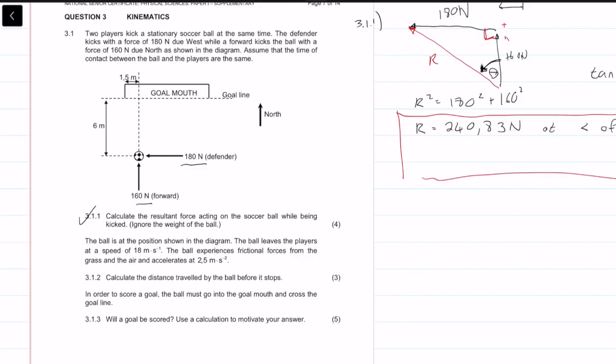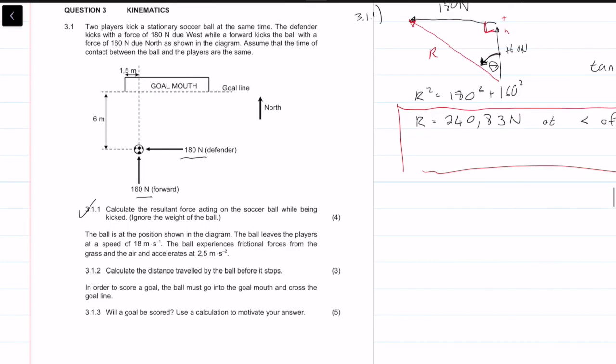Okay, so the ball is at the position shown in the diagram. The ball leaves the player at a speed of 18 meters per second. The ball experiences frictional force from the grass and the air, and accelerates at 2.5 meters per second squared. Calculate the distance traveled by the ball before it stops. So for 3.1.2, we're looking for the distance traveled before it stops. It experiences a constant acceleration, so we can use UVAT.